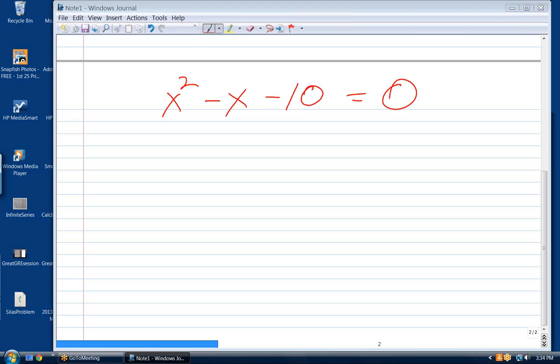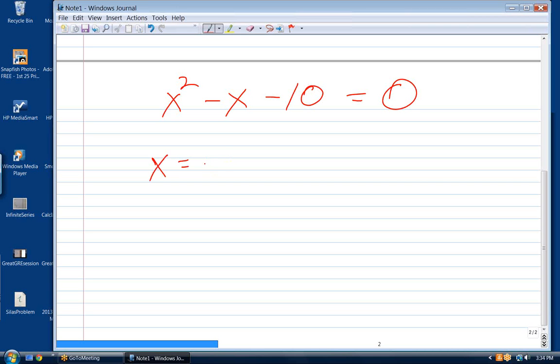Are there any factors of 10 that subtract to the number 1? No. Okay, which means you cannot solve it the typical way by factoring it. So the solution is x equals what? It's the quadratic formula?